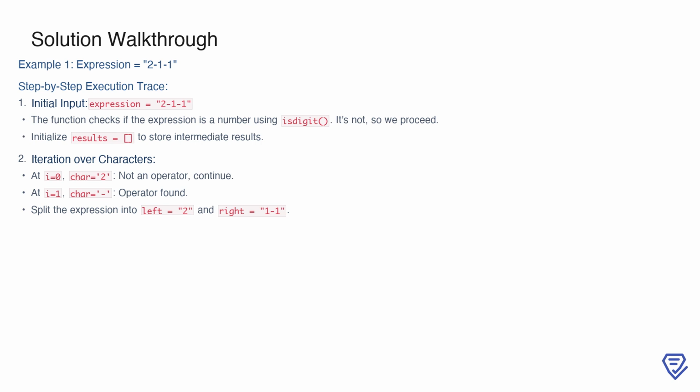At index 0, the character is 2, which is not an operator, so we move forward. At index 1, we encounter the dash operator. This prompts us to split the expression into two parts, 2 as the left subexpression and 1-1 as the right subexpression. These will be processed further in recursive calls.